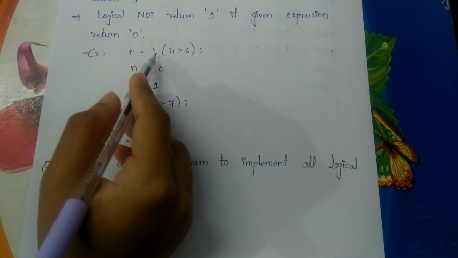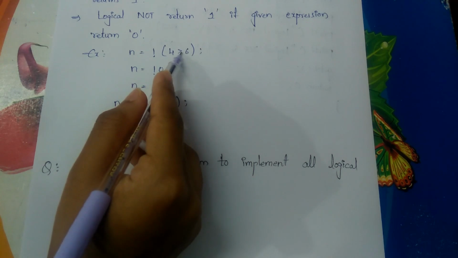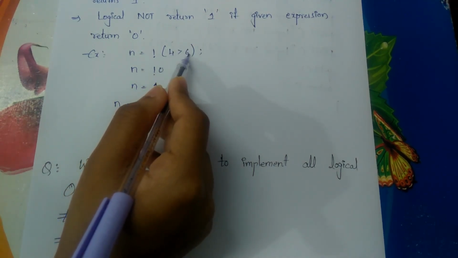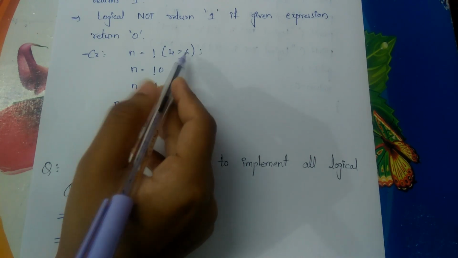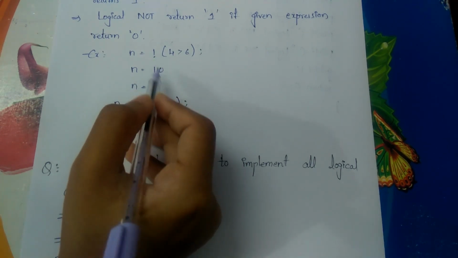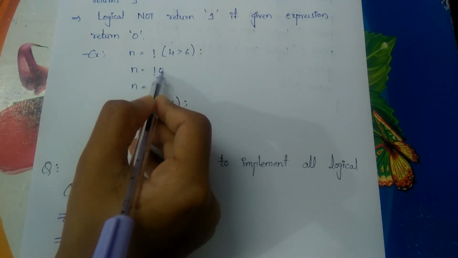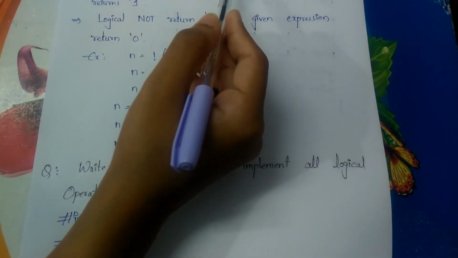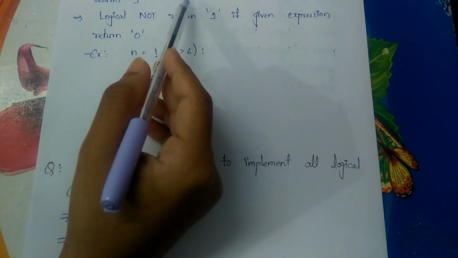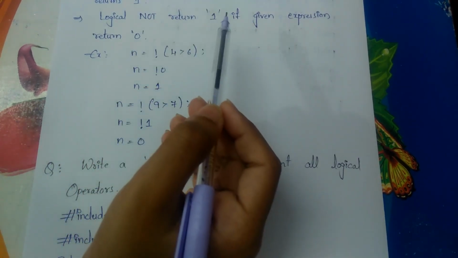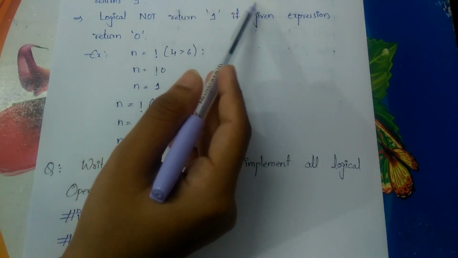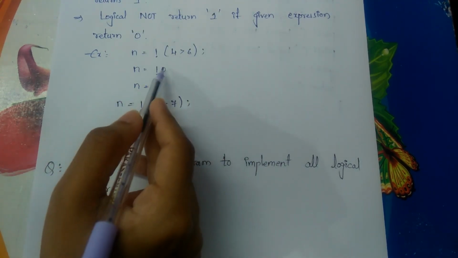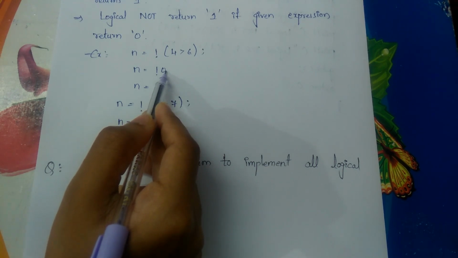So n is equal to logical NOT of 4 greater than 6. 4 greater than 6, this statement is false, so it returns 0. And when we apply logical NOT to 0, if the expression is false, then it returns 1. So here 4 greater than 6 is false, then logical NOT of 0 is 1.